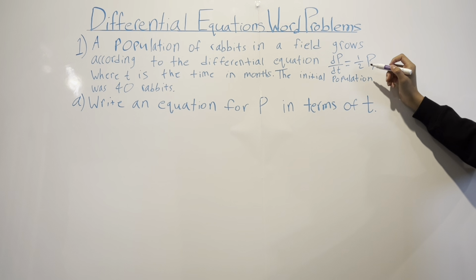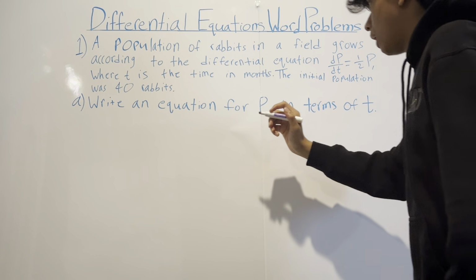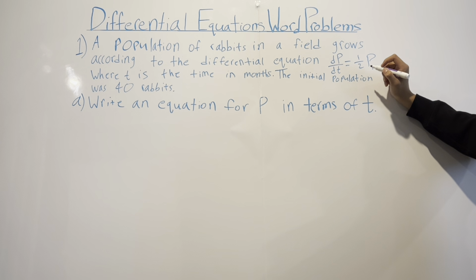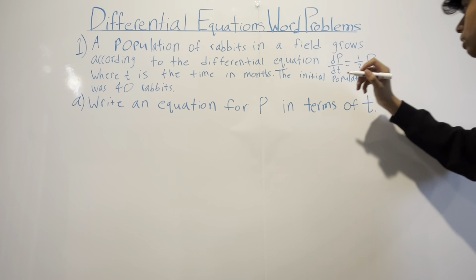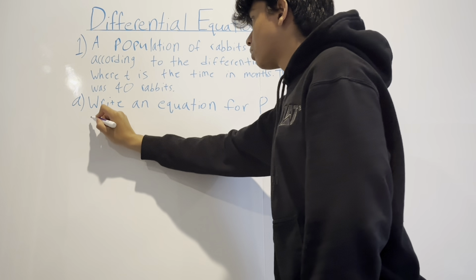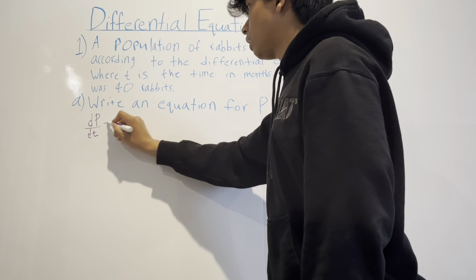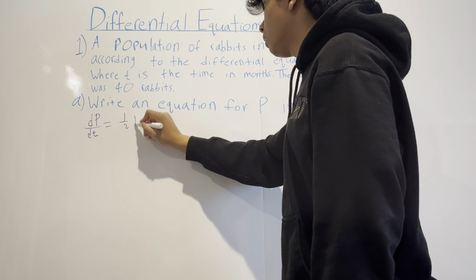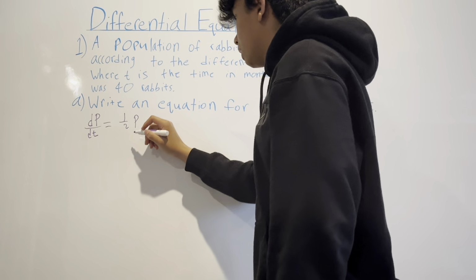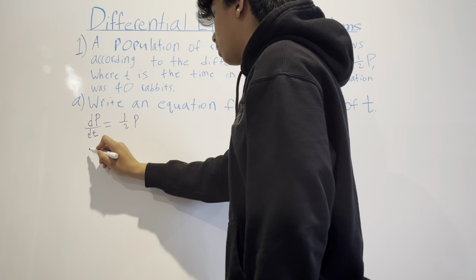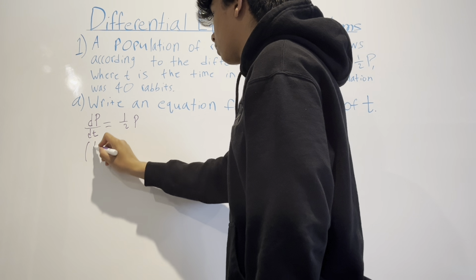So all we have to do here is just isolate p. And just from this equation, I see that we can separate these variables. So let me just write out the equation again. So dp over dt equals 1 over 2p. And then now we're going to divide p on both sides. So now we get 1 over p dp equals, and we're also going to move dt to the other side. So we get 1 over 2 dt.